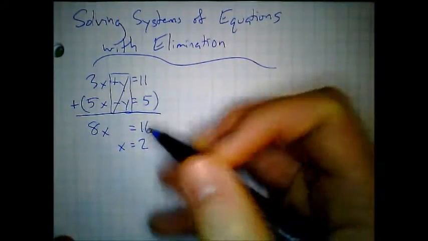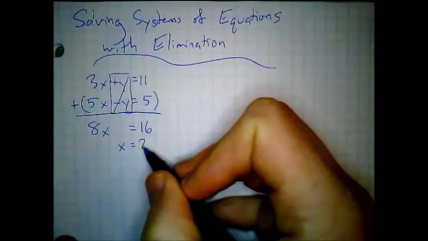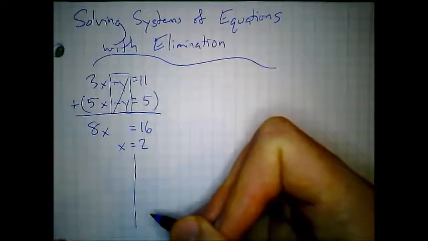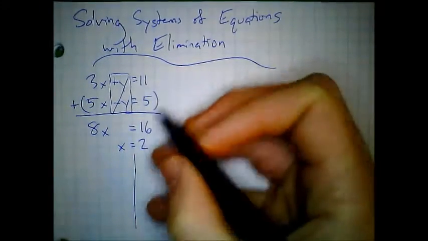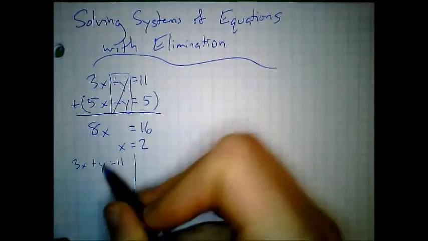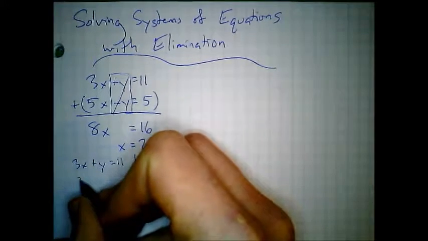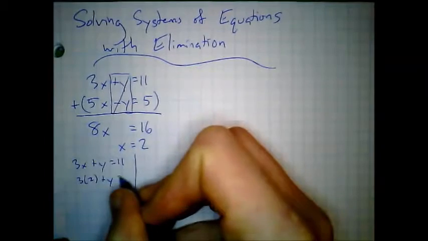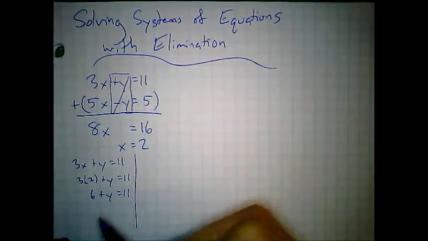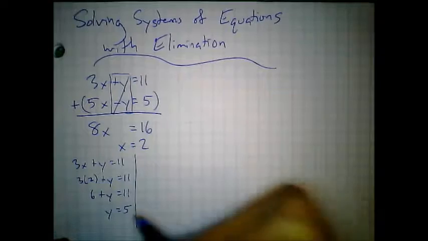Now again, just like any other system of equations we solve, we have to also figure out what our y is. So we look back at our two original equations. We have 3x plus y equals 11. So we want to know what is y when x equals 2. So we're going to substitute 2 in for x. 3 times 2 plus y equals 11. 3 times 2 is 6. So 6 plus y equals 11 simply means y equals 5, because 6 plus 5 equals 11.